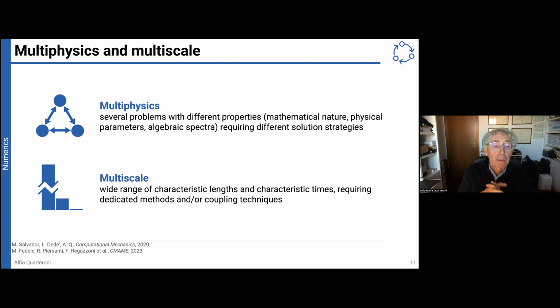The second condition is what Professor Kim was mentioning, namely the multi-scale nature. We have many different scales, both in time and in space. In time, because the characteristic time of the propagation of the electrical field is much quicker than, for instance, the characteristic time of the mechanical deformation and also the fluid dynamics. So we need to use different numerical time scales to take into consideration these multi-scale processes.